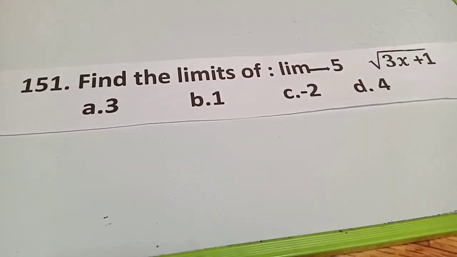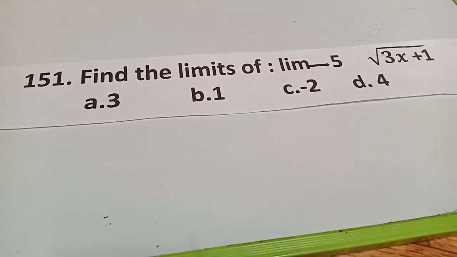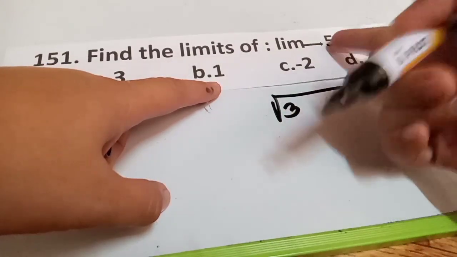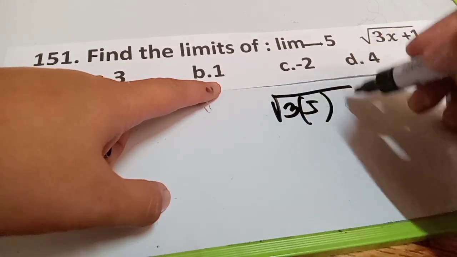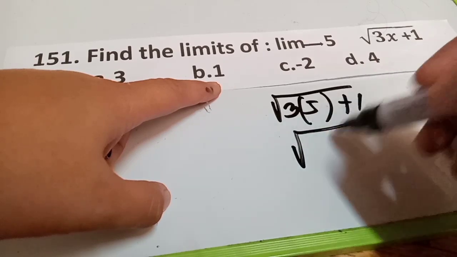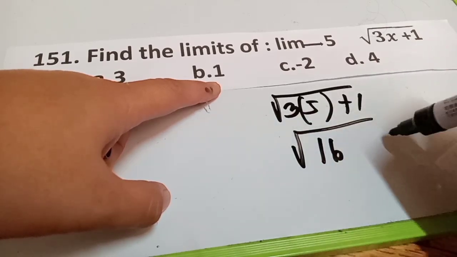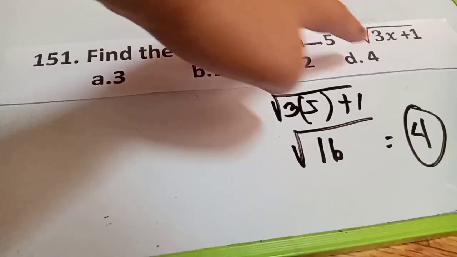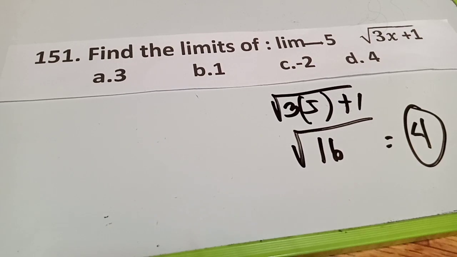Find the limit as x approaches 5 of the square root of 3x plus 1. Take note, 3x plus 1. Let's substitute. So the square root of 3 times 5 plus 1, this will become 15 plus 1, which is 16. The square root of 16 is 4. So the answer is letter D.